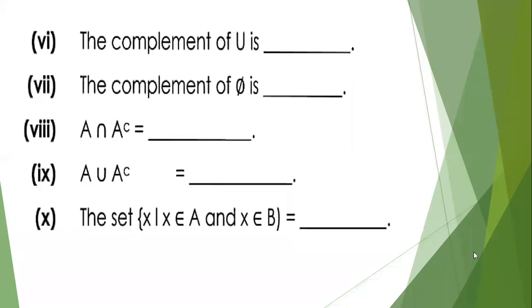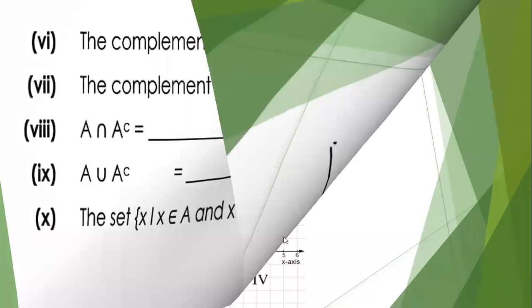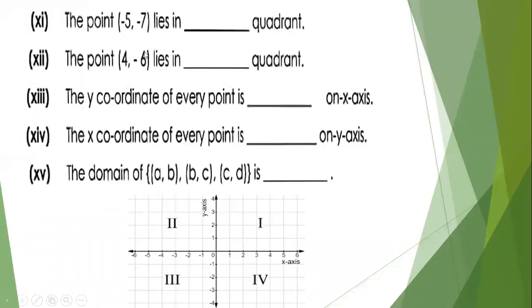Let's go with the next one now. The point -5, -7 lies in which quadrant? Here the quadrants are given and you're just going to identify that both the values are negative. Zohar, just third quadrant. Third quadrant, correct answer.